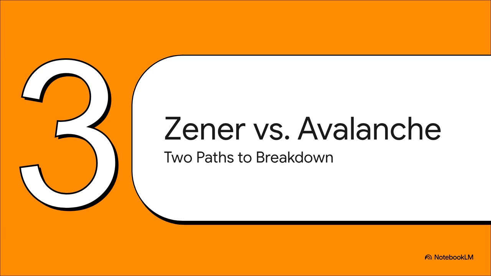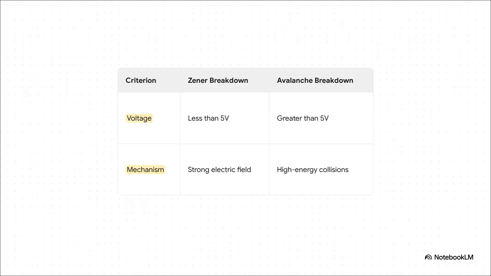And what's really fascinating is that this breakdown isn't just one single event. It actually happens in two different ways, depending on the diode's voltage rating. We call these the Zener breakdown and the Avalanche breakdown. The main difference between them? It's the voltage. Below about 5 volts, we get what's called a Zener breakdown, but go above 5 volts and it becomes an Avalanche breakdown. The result looks similar, but the physics behind them are totally different.